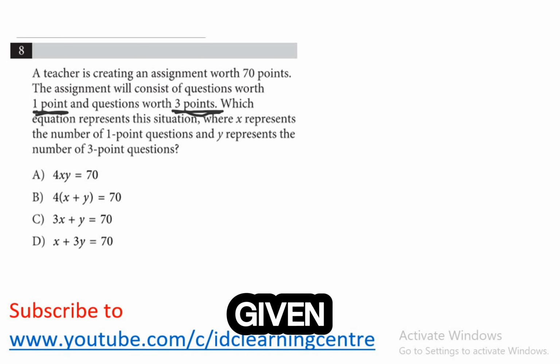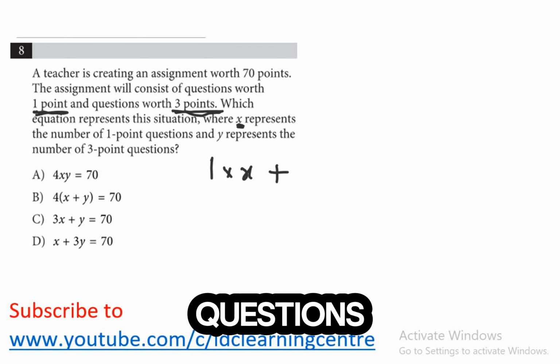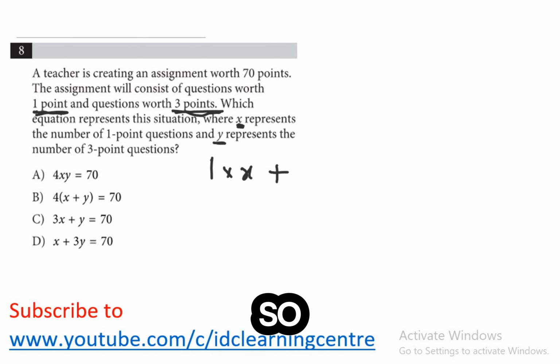In this question, we're given the number of 1 point questions to be x, so we are going to multiply 1 point times the number of 1 point questions, which is 1 times x, then we add it to the number of 3 point questions, which is y. So we are going to multiply the points for each question, which is 3, times the number of 3 point questions, y. So we have 3 times y.